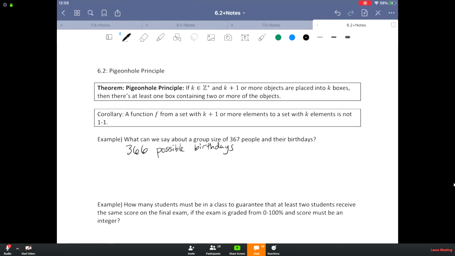All right. So if we have 367 people, then we know that at least 2 people have the same birthday. So that's the pigeonhole principle.